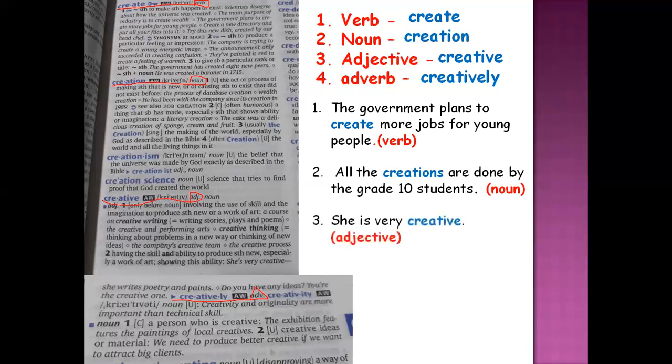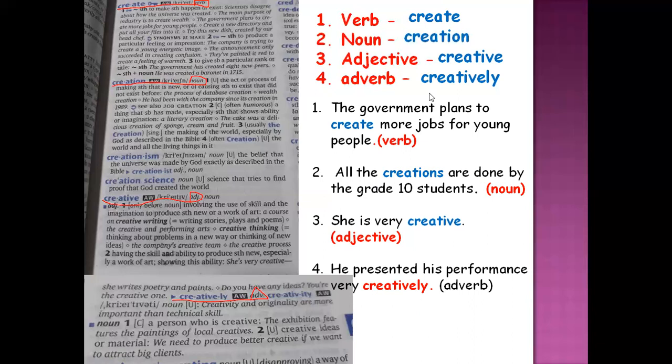Next one, the adjective, you can say she is very creative. Number 4, the adverb, he presented his performance very creatively. He presented his performance how? Very creatively. That is the adverb. The first sentence is the government plans to create more jobs for young people. All the creations are done by the grade 10 students. She is very creative. He presented his performance very creatively.